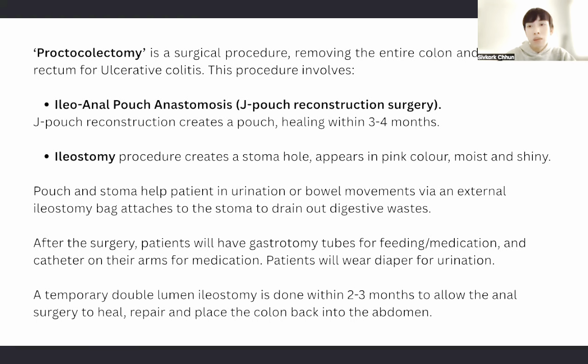It appears pinkish in color, moist and shiny. The stoma is located in the lower abdomen area, and it's painless. The stoma will be swollen for 6 to 8 weeks, changing size and shape until it fully settles, and it's painless. The stoma connects the ileum to the open abdominal wall, and the ileostomy procedure also has ileostomy pouching bags that attach externally to the stoma hole to drain out digestive waste.